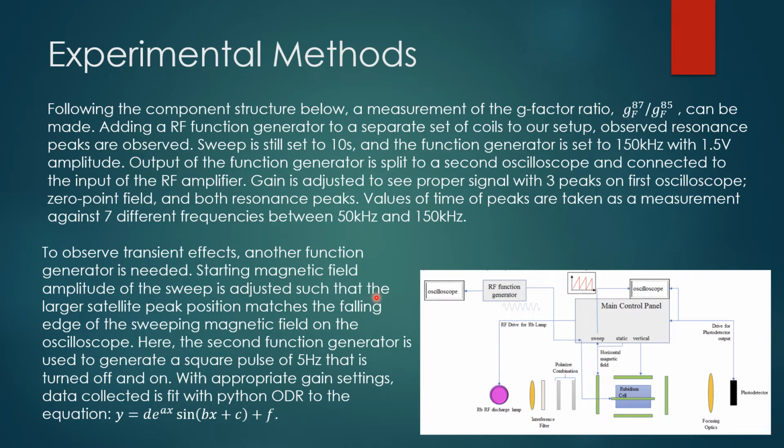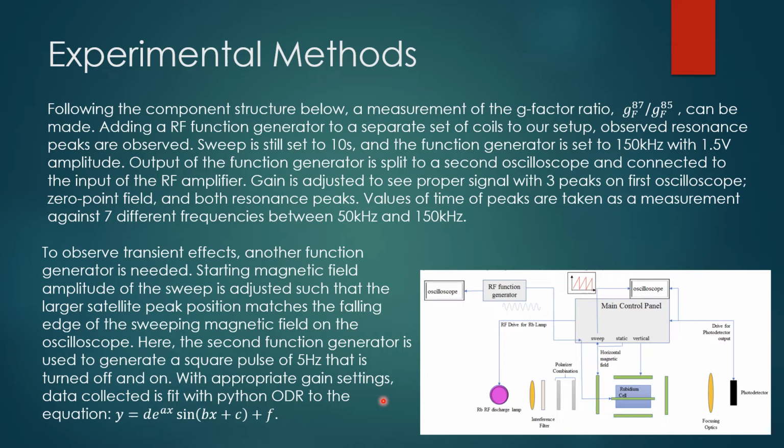To observe our transient effects, another function generator is added to this component structure here, where our starting magnetic field amplitude is adjusted so that the larger satellite peak matches a falling edge of our sweeping magnetic field. The second function generator is used to generate a square pulse of 5 Hz that is turned on and off. With appropriate gain settings, data is collected and fit to another Python ODR.